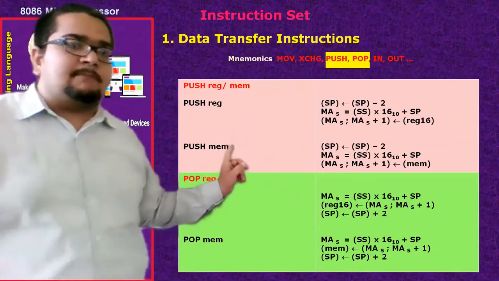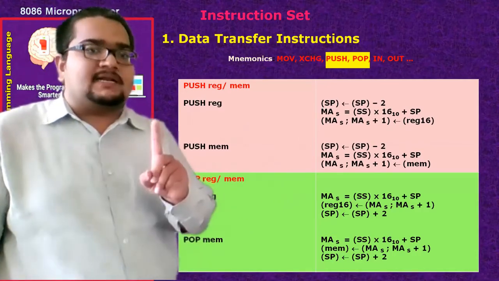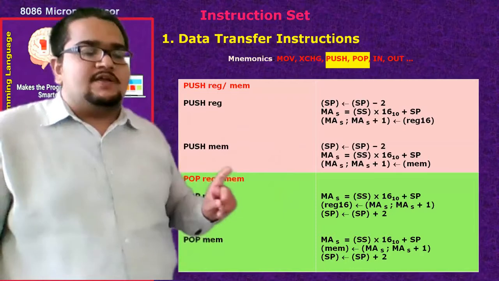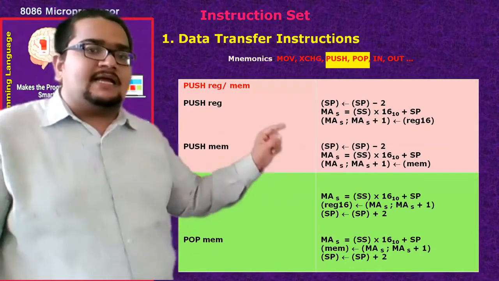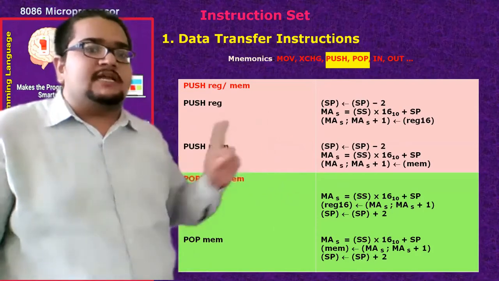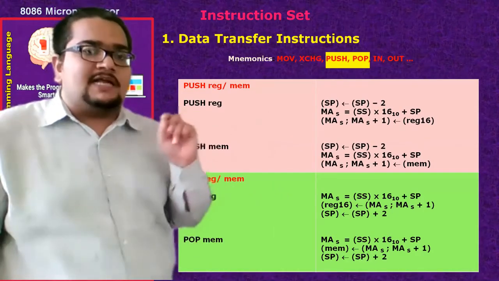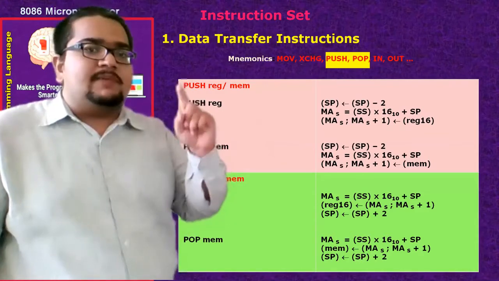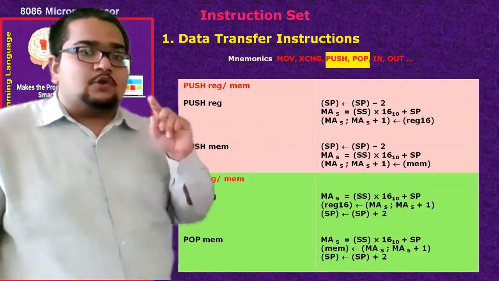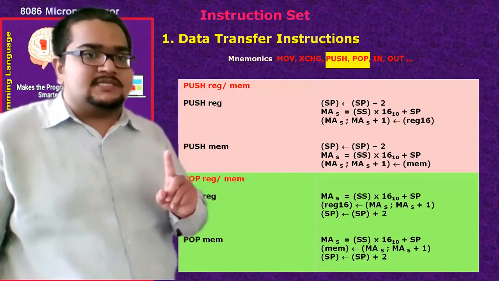If you are pushing only 1 byte, suppose I write push AL. AL is a 1 byte register, 8 bits. If I write push AL, only 1 byte will be moved onto the stack, and SP will decrement by only 1. Suppose I am writing push AL and SP is originally 10. After executing push AL, it will become 9. And location number 10 will contain the data which was there in the AL register.